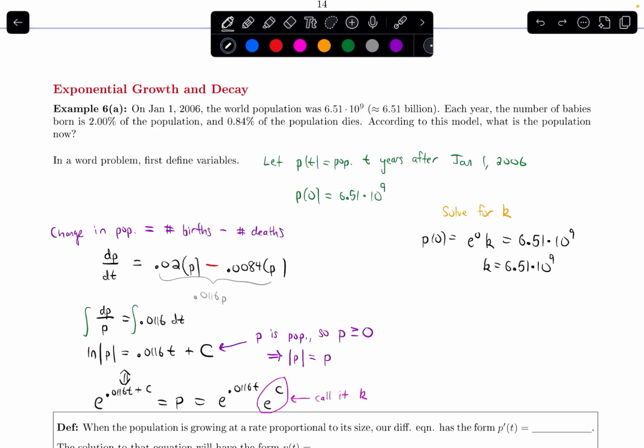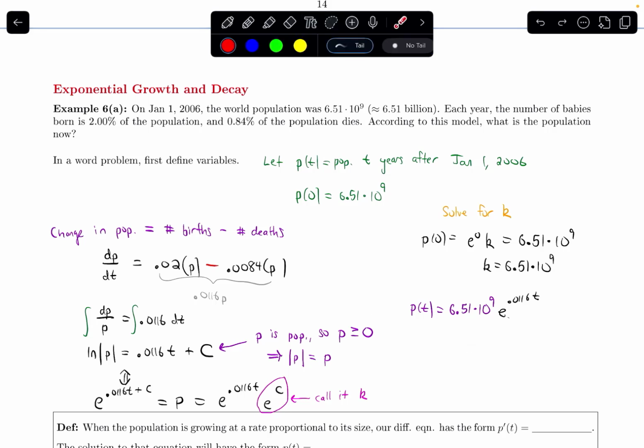I'm ready to take that and plug it into my equation here for p. So my equation for p, and let me just go ahead and rename it as p of t, because p is a function of t, is going to be, so k is 6.51 times 10 to the 9, and that should get multiplied by this other e term, so by e to the 0.0116t. All right, so that is my formula for p of t.